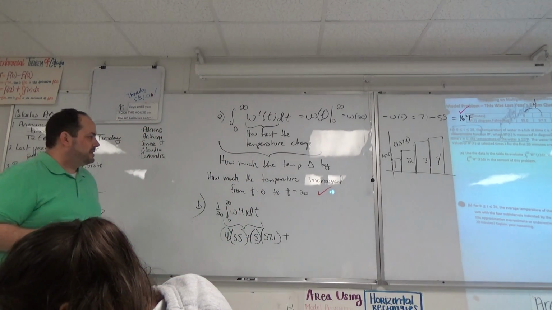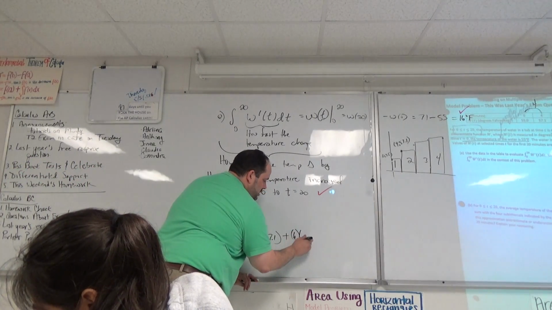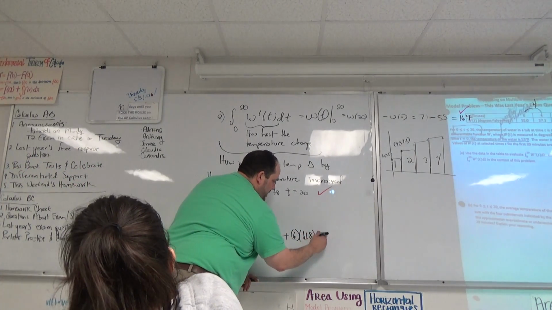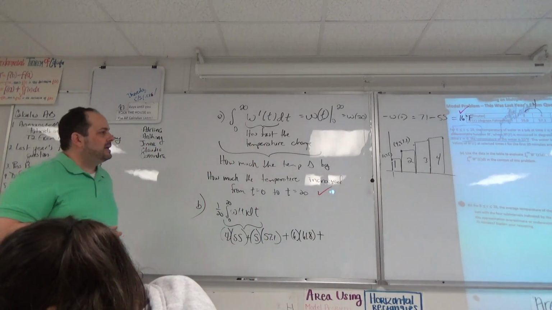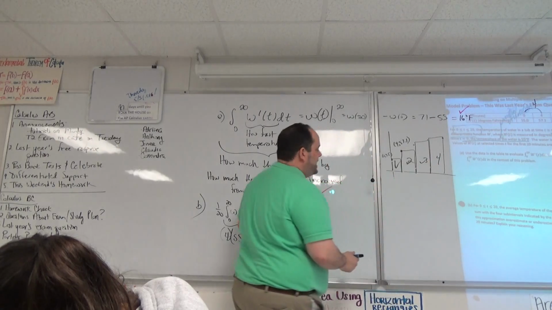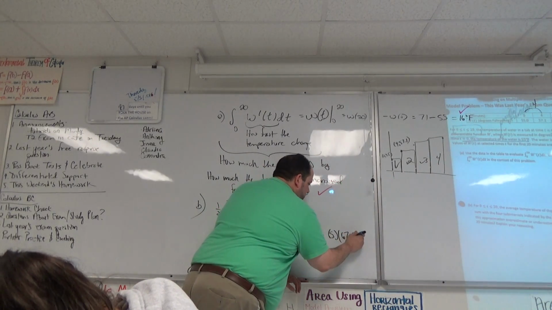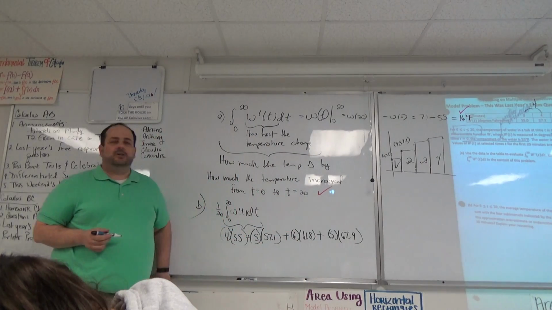And Jessica, tell me about that third rectangle. 6, and how tall? 61.8. And Claudia, tell me about that last rectangle. That last one is 5 times 67.9. Now here's my fear.